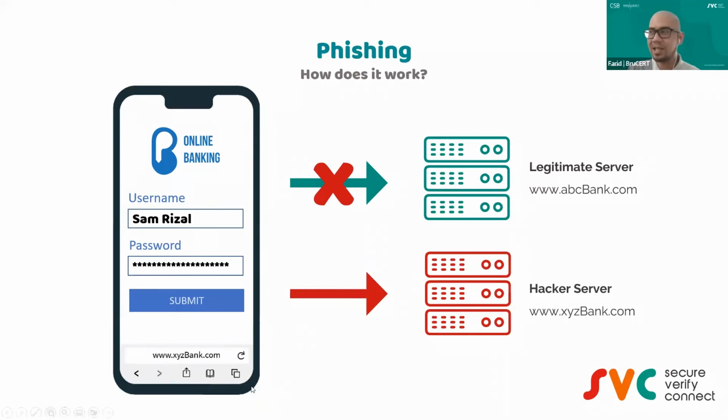As you can see, it's XYZ Bank. Previously it claimed to be ABC. Now when you open the website, you navigate to another website, XYZ, but the interface looks exactly the same. So this is the common form of social engineering called phishing.